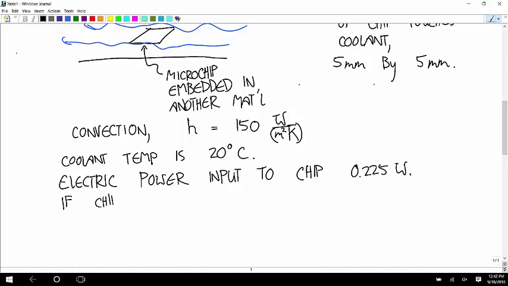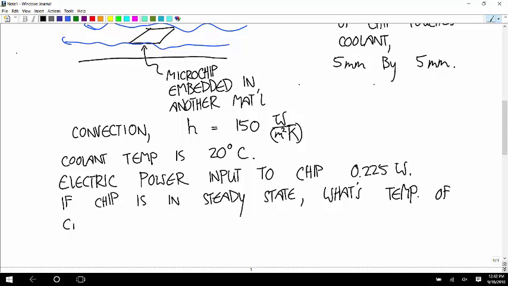So if the chip is in steady state, what's the temperature of the chip surface?